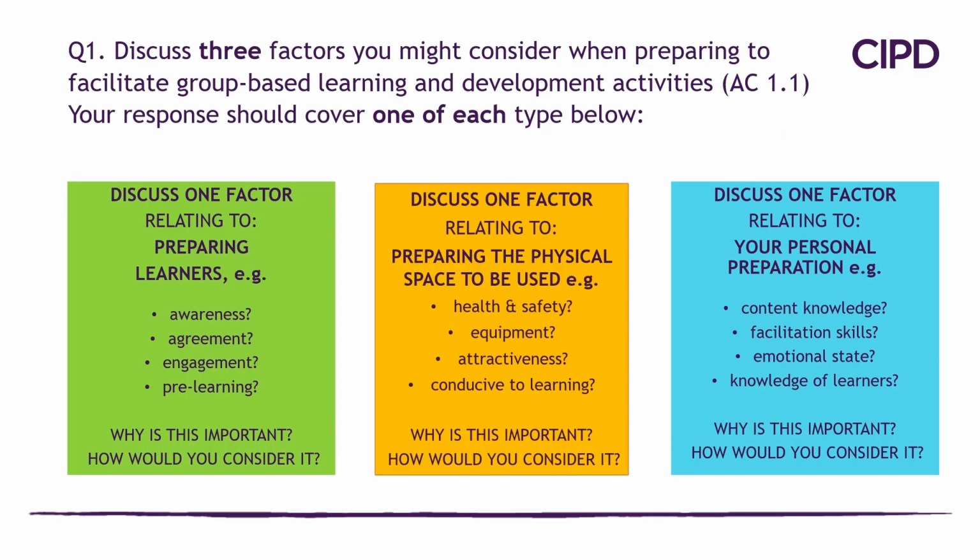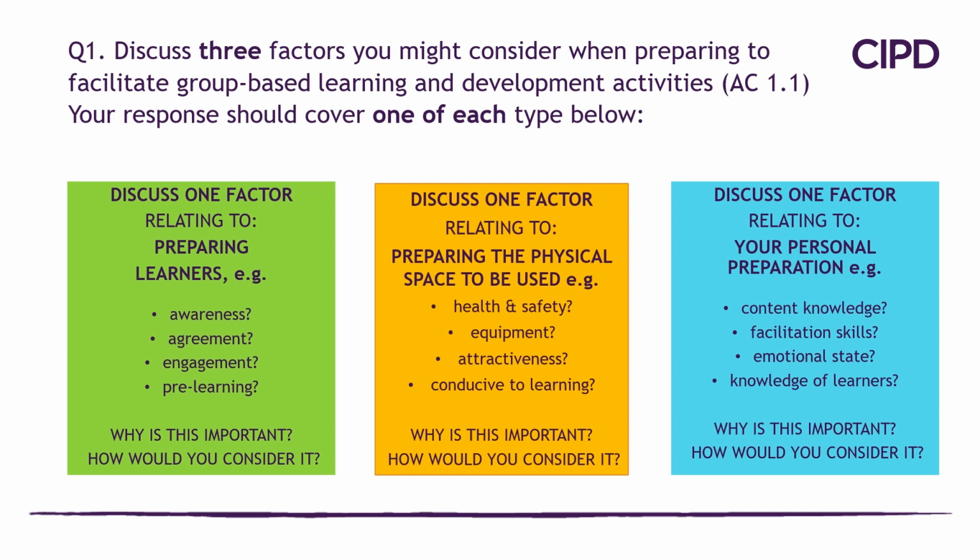We said that there are 8 questions in Task 1, and we're now going to look at the first of these. Question 1, discuss 3 factors you might consider when preparing to facilitate group-based learning and development activities. Your response should cover 1 of each of the types below. So before we get into those 3 types, let's just think about this question.